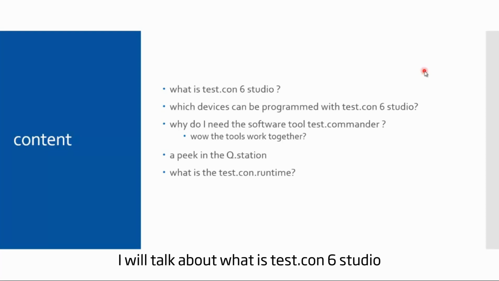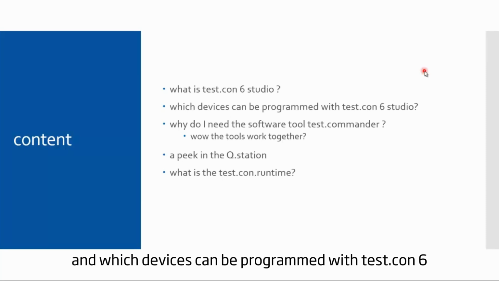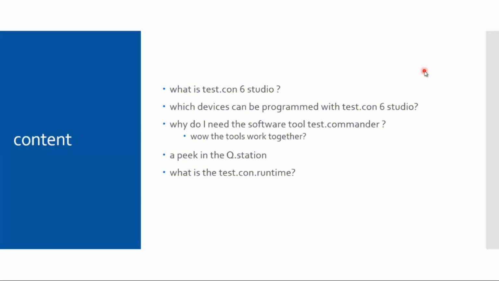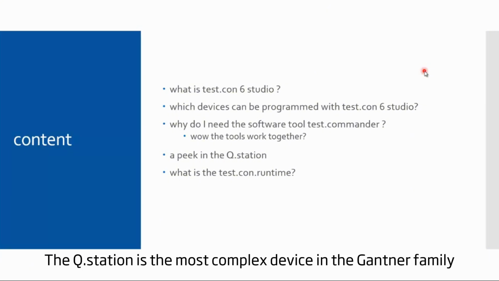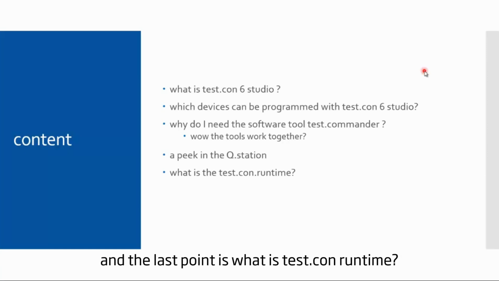First of all, I will talk about what is test.con 6 Studio, then which devices can be programmed with test.con 6, and why do I need the test commander, and how do these tools work together. After that, I will give you a short look into the Q.station. The Q.station is the most complex device in Gantner family. To program the Q.station, you will need to know some information given in this video. And the last point is what is test.con runtime? And I will just answer some basic questions.